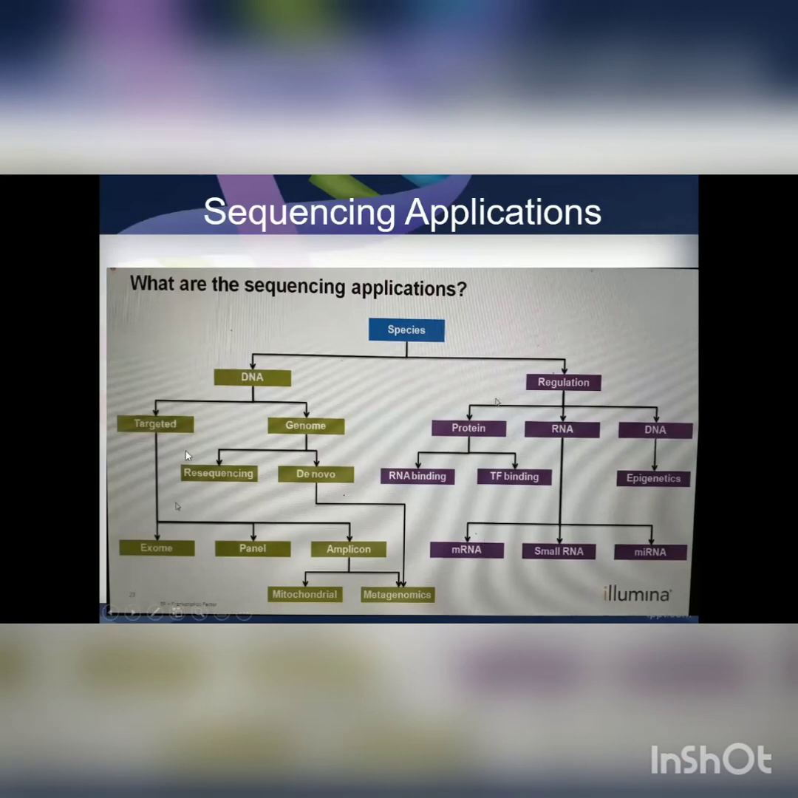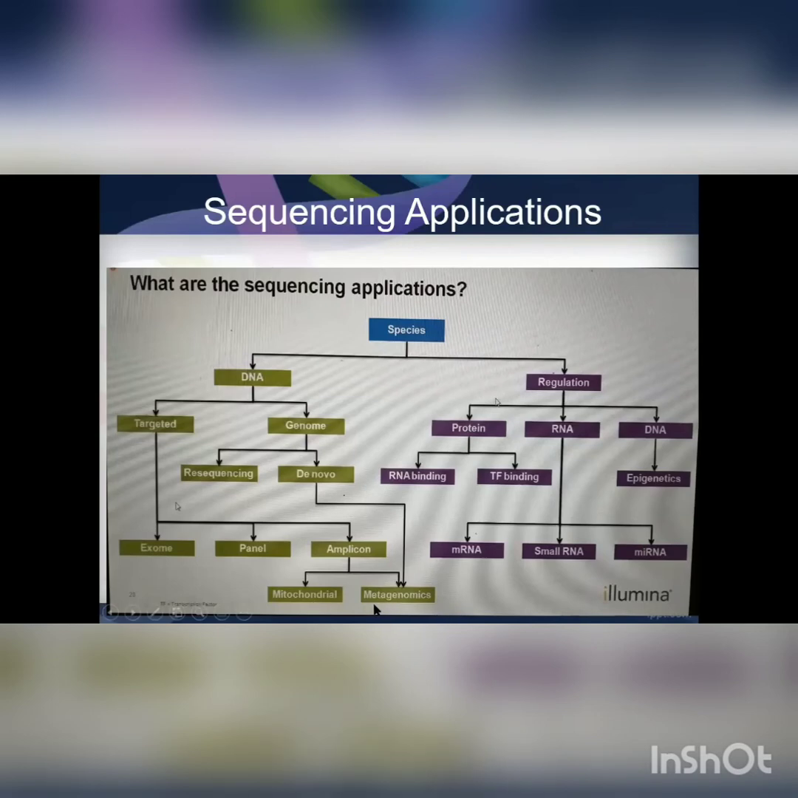So under targeted sequencing, whole exome sequencing is a powerful technique that is used for a broad spectrum of heterogeneous neurological disorders. And also under targeted sequencing, there's amplicon sequencing. This is a very targeted approach that enables researchers to analyze genetic variations within specific genomic regions. So under amplicon sequencing, we have mitochondrial sequencing and metagenomics.